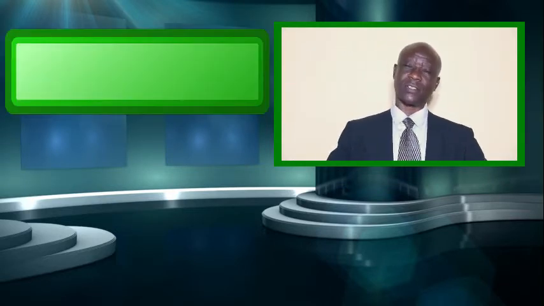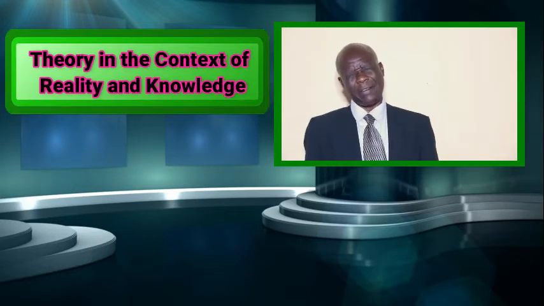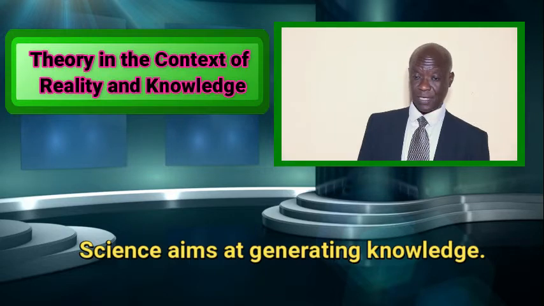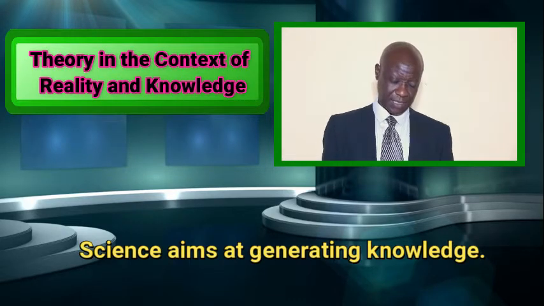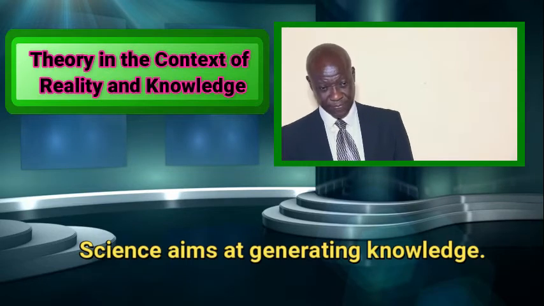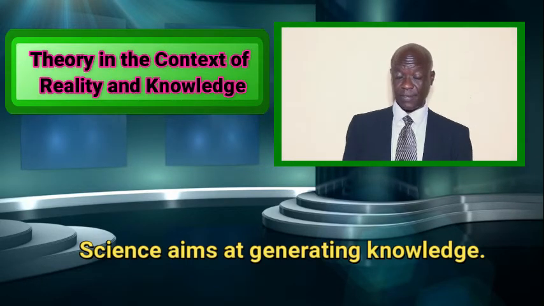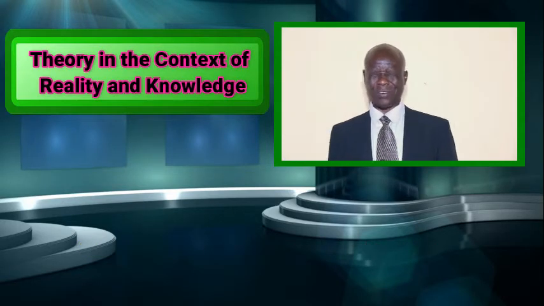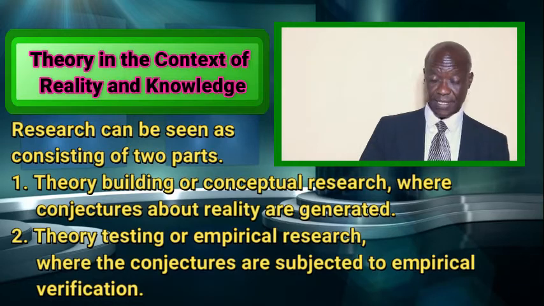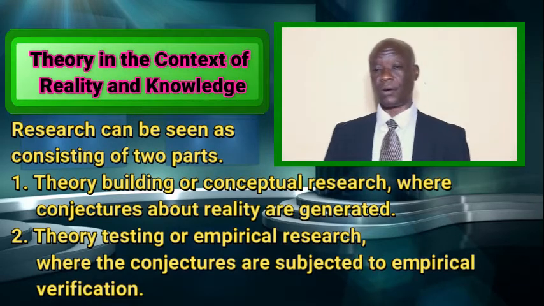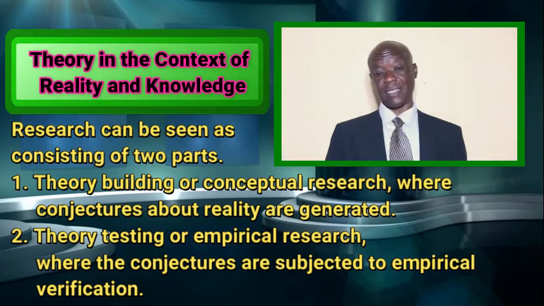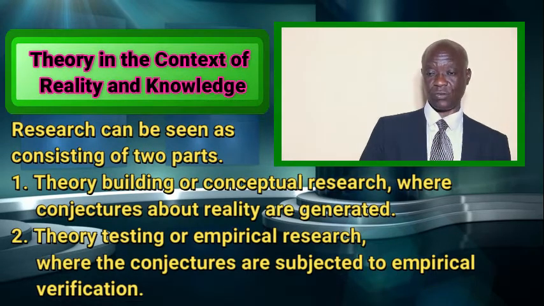So let's look at the theory in the context of reality and knowledge. As I have already said, science aims at generating knowledge, and research in a particular form of process is very important. So research in this case is a particular form of process of generating knowledge. And it is a process that is consistent with the features of science as a mode of developing knowledge. And research can be seen as consisting of two parts, ladies and gentlemen, as we have already seen. And the first part is theory building or conceptual research, where conjectures about reality are generated. And the second part is theory testing or empirical research, where the conjectures are subjected to empirical verification.